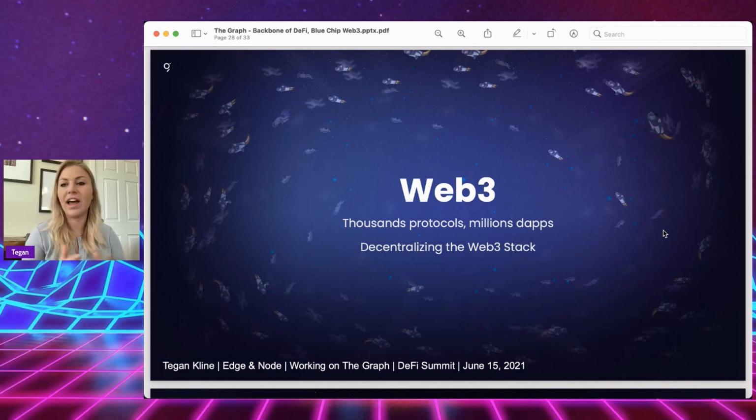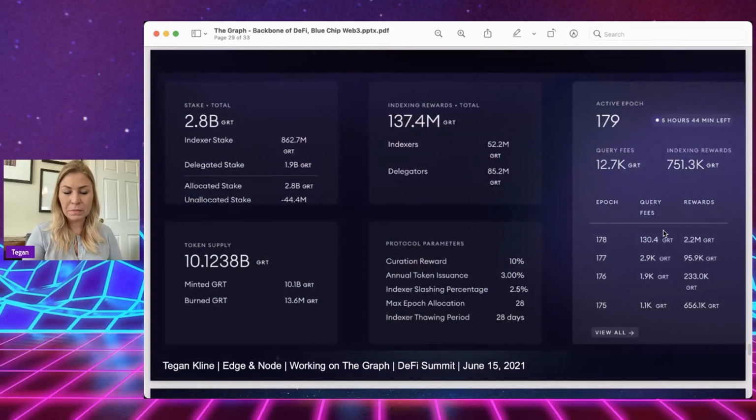And that's just within Edge and Node. Imagine what that looks like in people that are leaving to start their own protocols in Web3. So I think the future is really bright, and I think that Web3 is at this point inevitable.